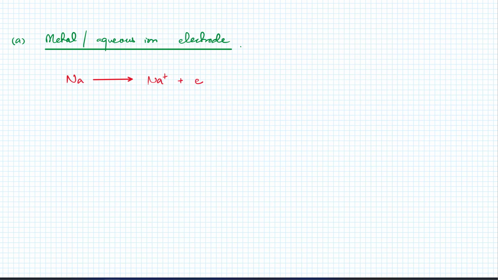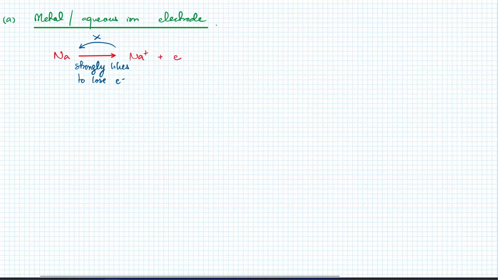So sodium really likes to lose electrons, and it very strongly likes to lose electrons. So it's very reactive. Which vice versa means that it doesn't like to do the opposite. It doesn't like to gain those electrons. So it likes to lose electrons very, very strongly. So we're going to build an electrode using sodium.